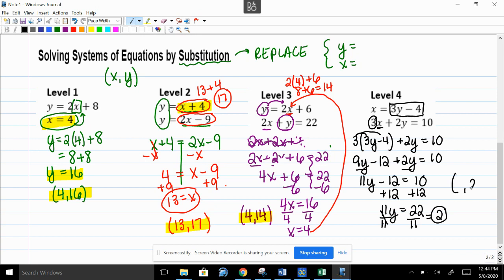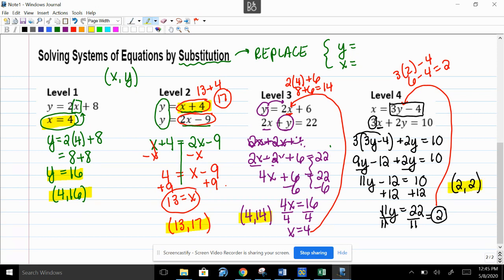So I got half my answer. y is equal to 2. What do I do with that y to find the other half? I take that 2, I go all the way back up there. So instead of being 3 times y, it's going to be 3 times 2 minus 4, which is 6 minus 4, which is 2. There's the second half of your answer. So my answer here is 2, 2.